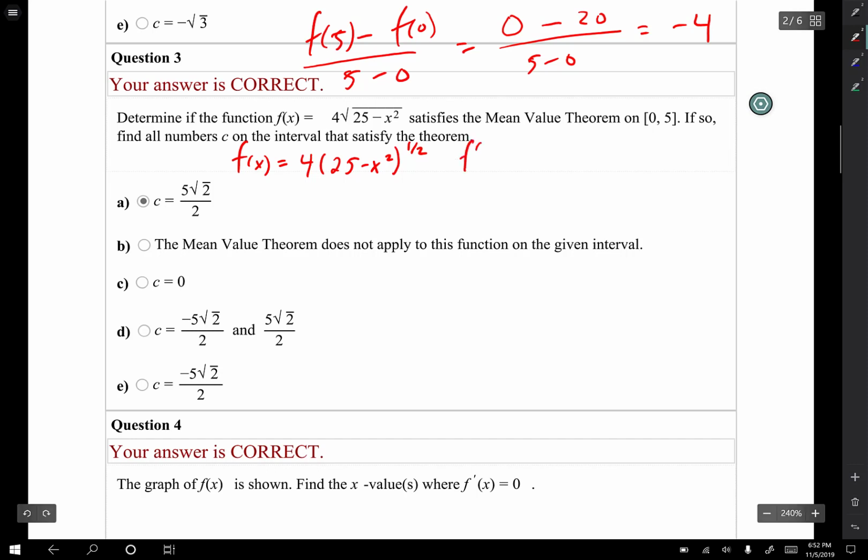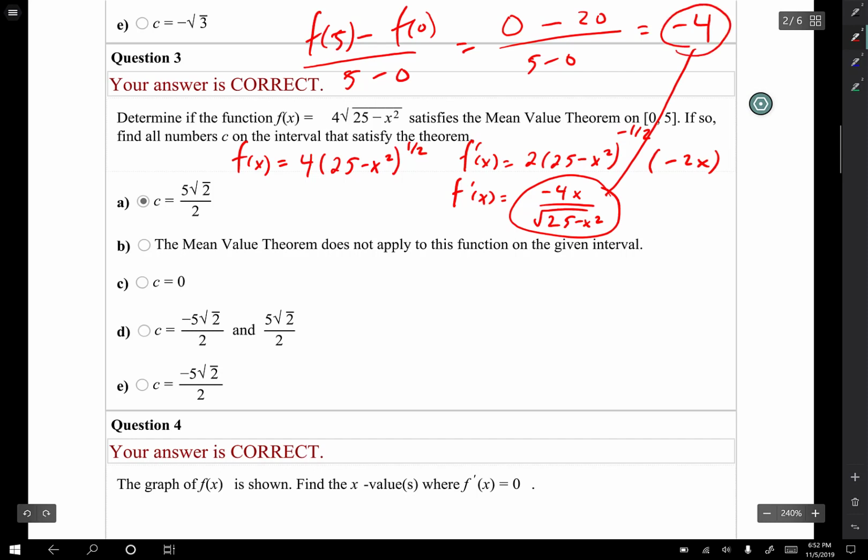So here we go. F prime of x equals half of 4 is 2, 25 minus x squared to the negative half times the negative 2x. So now I'm going to rewrite this as negative 4x over the square root of 25 minus x squared. So here's my derivative, and I'm going to equal that to negative 4. Negative 4x over square root of 25 minus x squared equals negative 4.